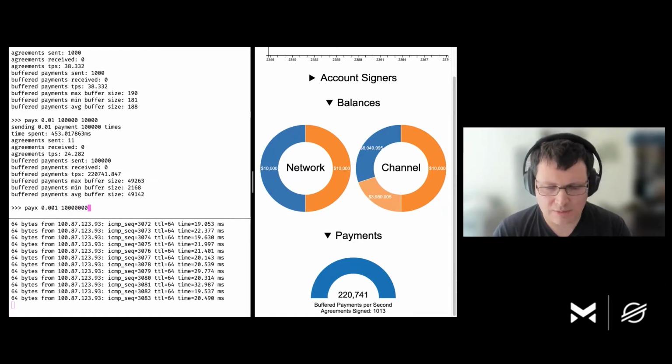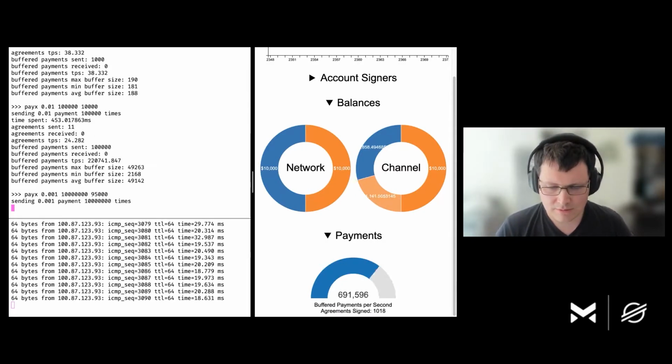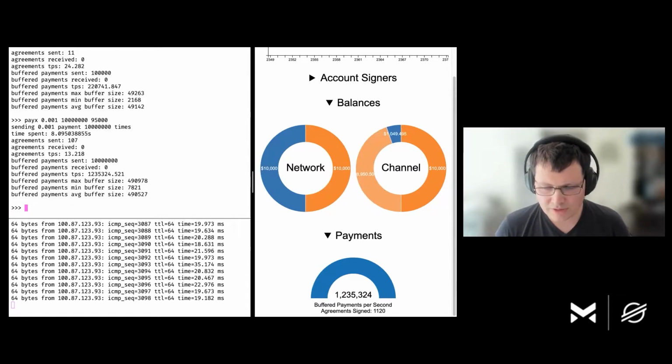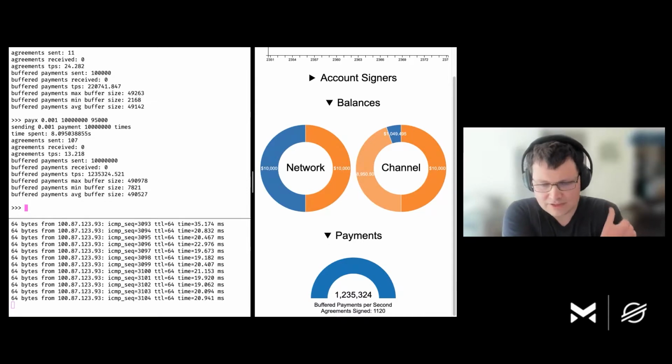Okay, so 10 million payments in buffers up to 95,000. It's getting up to around 1.2 million transactions per second, or payments per second. So that's great. That's a lot larger.